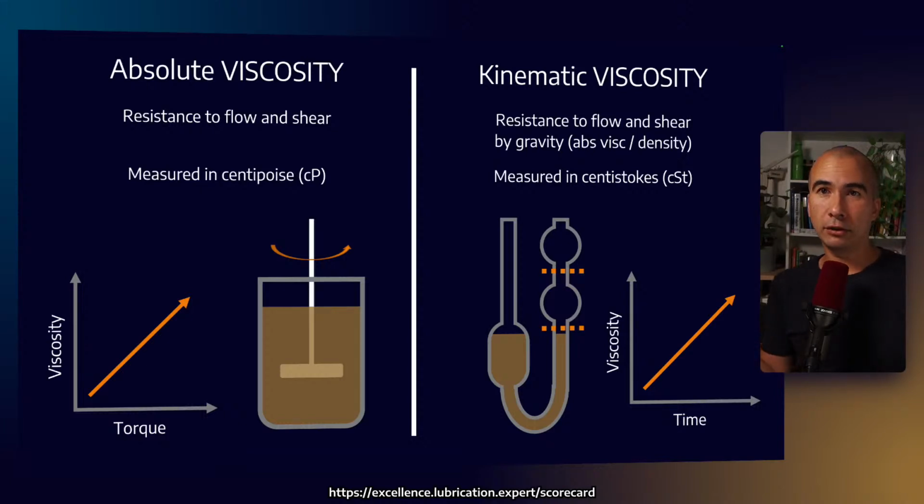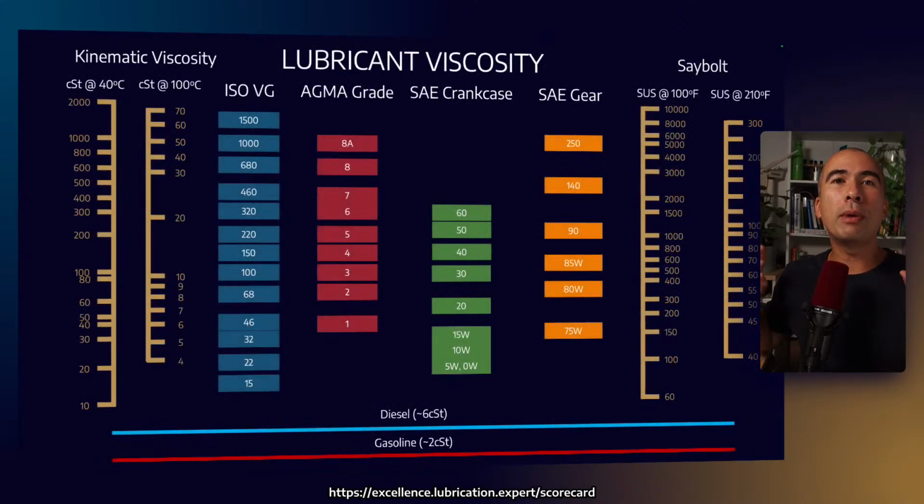We use kinematic viscosity most of the time when we're talking about lubricants because it's quicker and easier to measure, right? So that's why we're mostly using kinematic viscosity. Now, the absolute viscosity is sometimes also called the dynamic viscosity, so that's another name that you might see for it. And there are a whole bunch of different ways that we can measure viscosity.